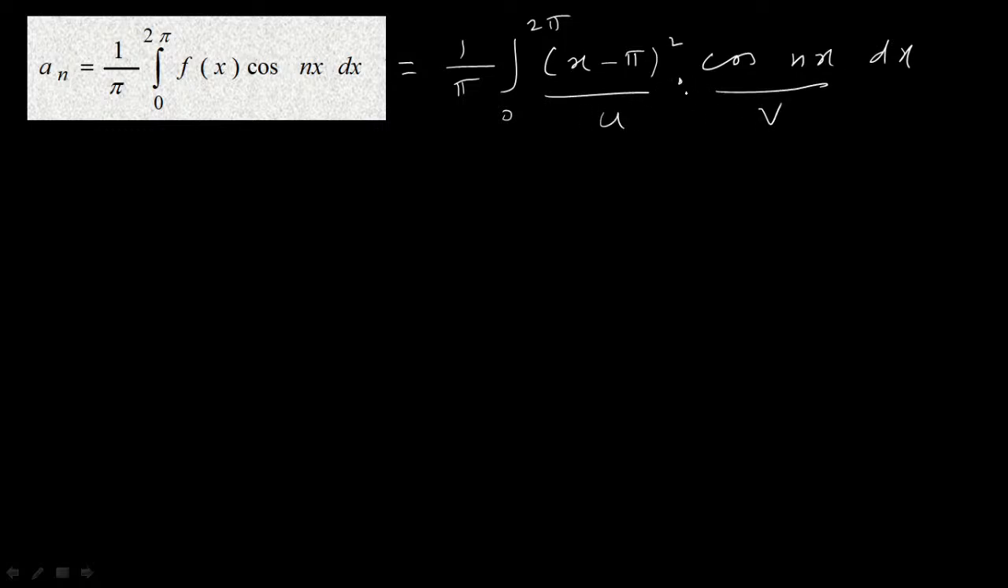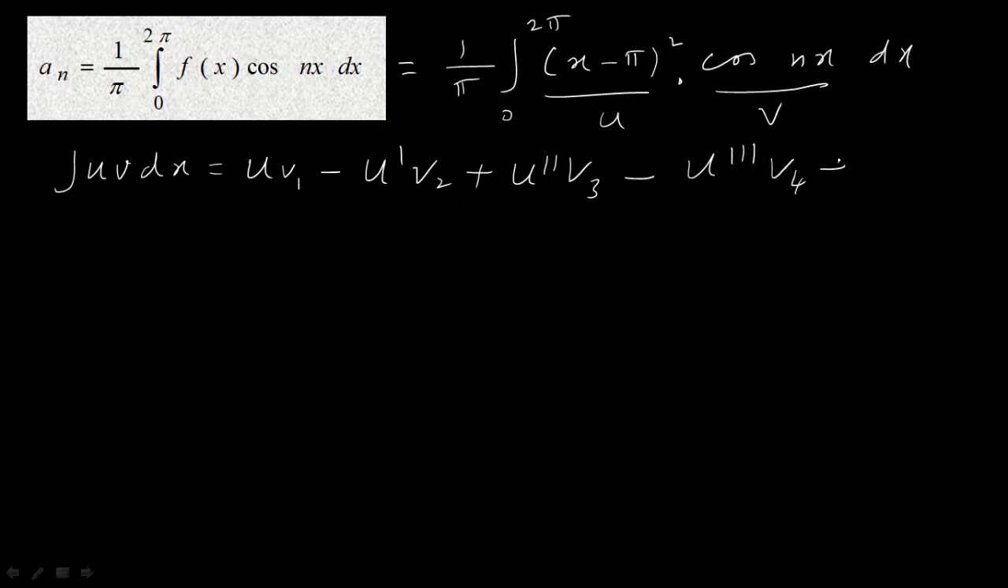Since this is a product of two functions involving the variable x, we wouldn't integrate this directly as we did in the previous case, that is the calculation of a0. So for that we make use of Bernoulli's formula, that is integral of uv dx is equal to u v1 minus u dash v2 plus u double dash v3 minus u triple dash v4 plus etc. Whenever the derivative term becomes 0 we have to stop. This is an infinite series. So whenever the derivative, that is u double dash or u triple dash, becomes 0, we have to stop up to that.